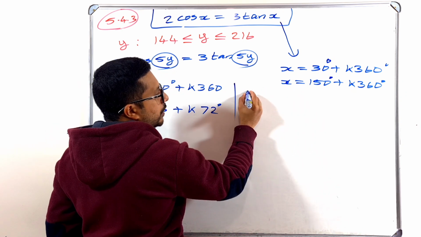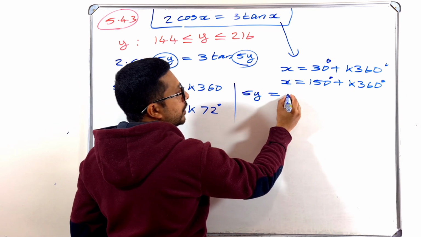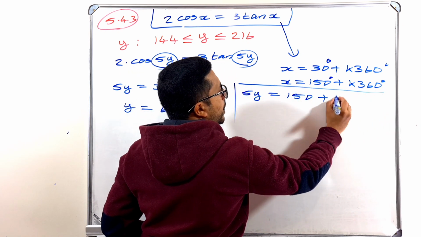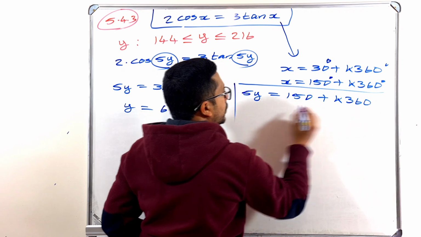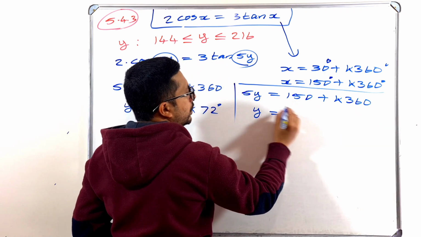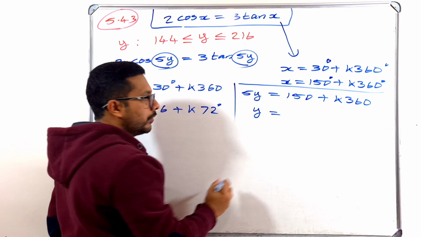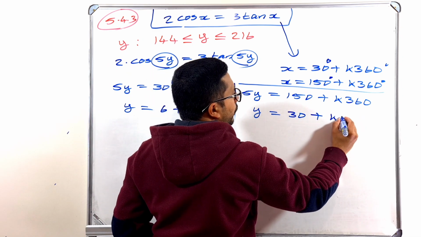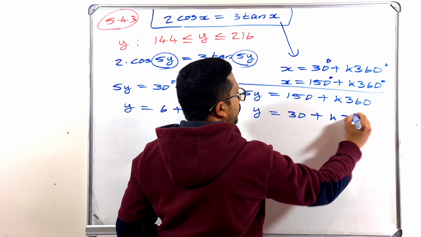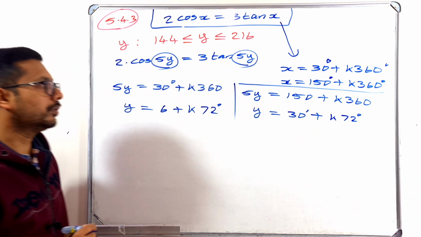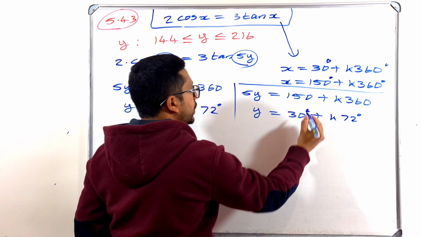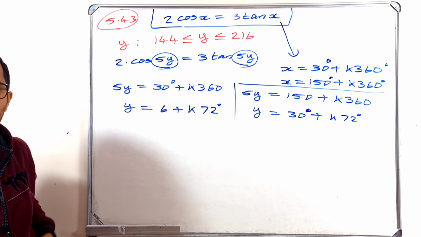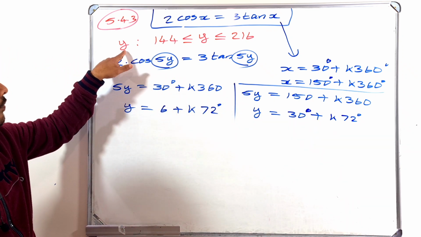X is equal to, that means in our equation 5y is equal to 150 plus k 360. So what is y from here? Y is equal to, divide throughout with 5. So it is 30 plus, divided by 5, so it is 72. So y is equal to 30 plus 72. Okay, 72. But here you have to find the specific answer, because what is the question?